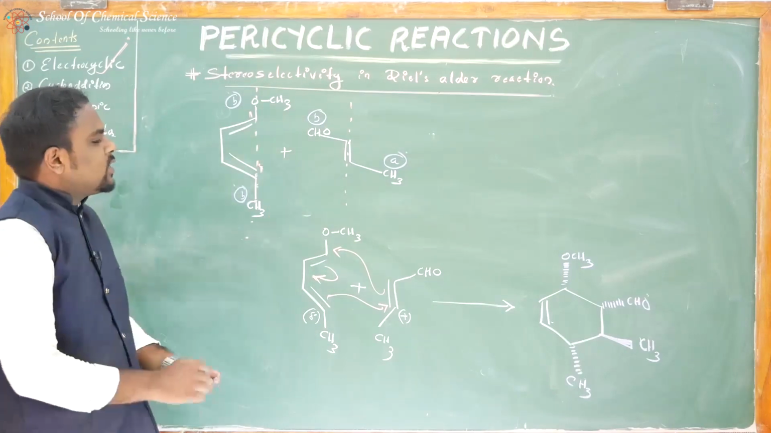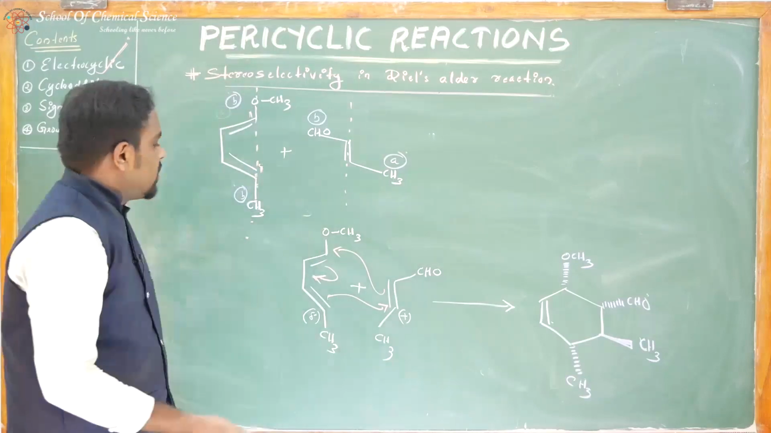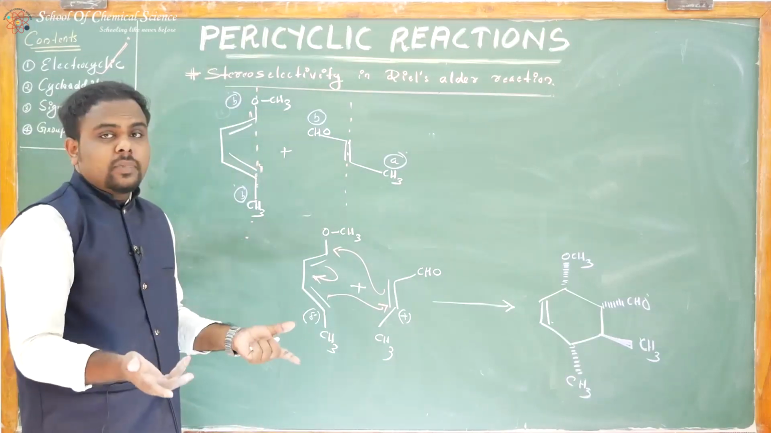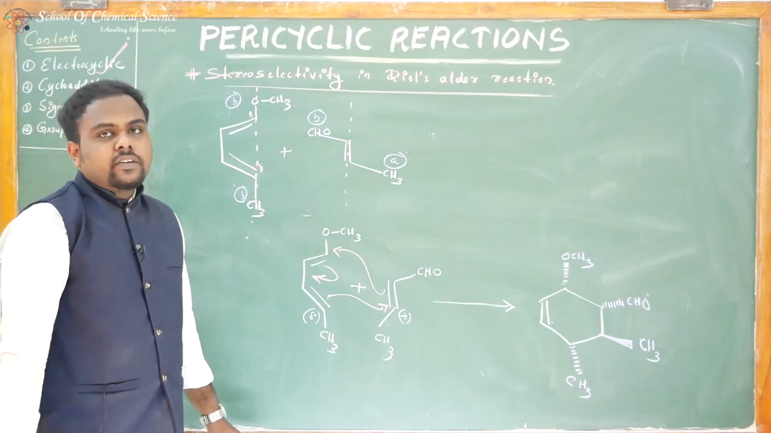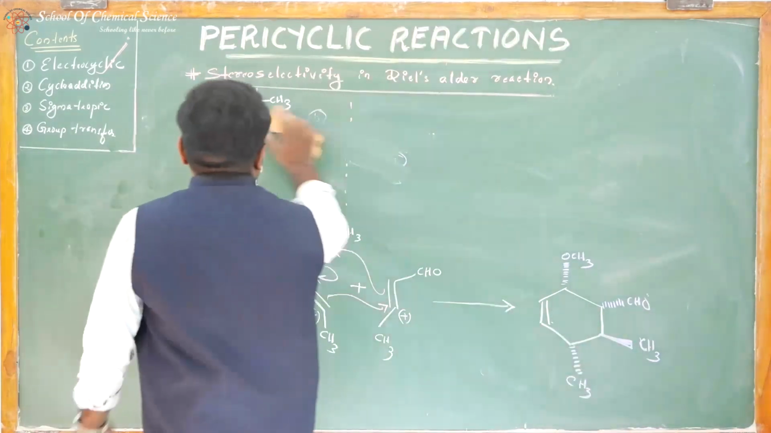So here you have to consider the regioselectivity as well as stereoselectivity, because both the diene and dienophile are unsymmetrical. You have to think about regioselectivity also. Okay, then question number 7 and the last question.